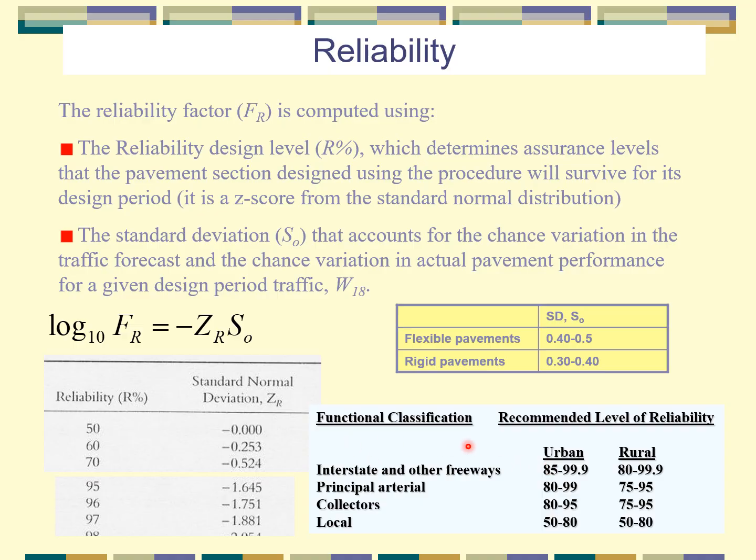Functional classification and recommended level of reliability for urban roads and rural roads. For interstate and other freeways, principal arterial, collectors and local roads, AASHTO recommends these values for urban roads, and these are for rural roads.